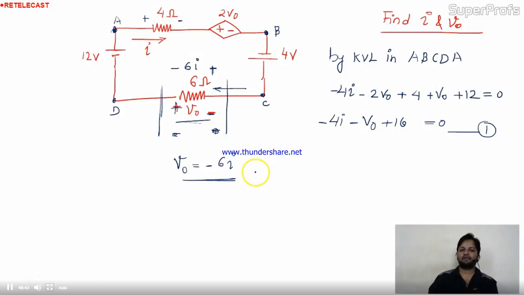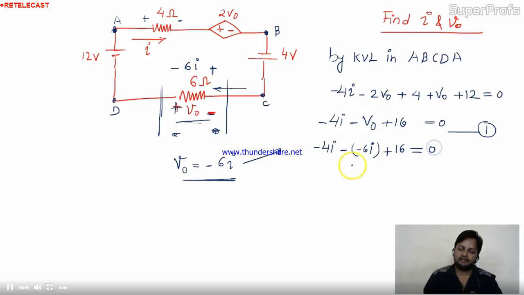Now we have two equations and two unknowns. I'll put the V0 value in this equation. So minus 4I, minus sign already given here, and V0 is nothing but minus 6I, plus 16 equal to 0. Now see, minus 4I plus 6I plus 16 equal to 0. Now 2I equal to minus 16. I is nothing but minus 8 ampere.